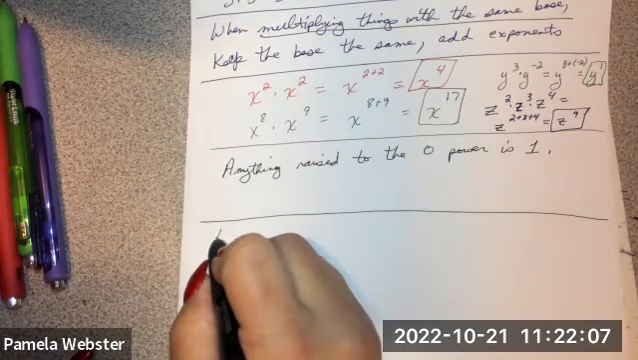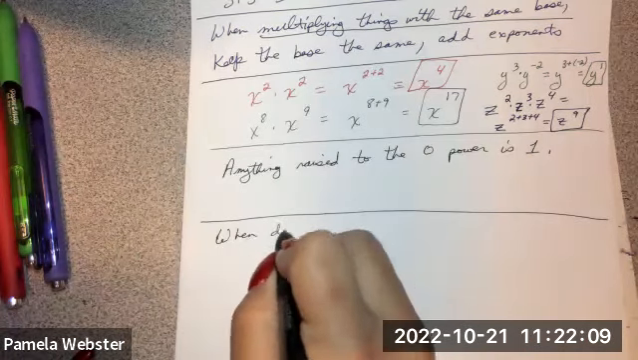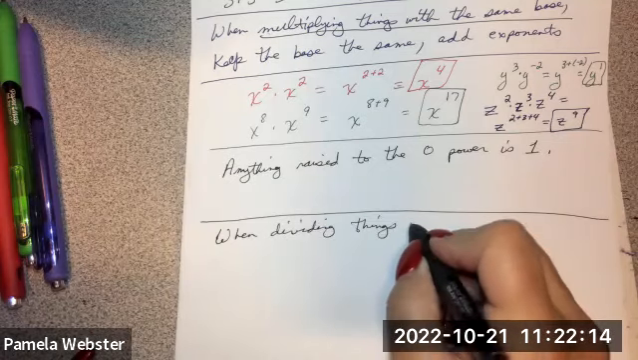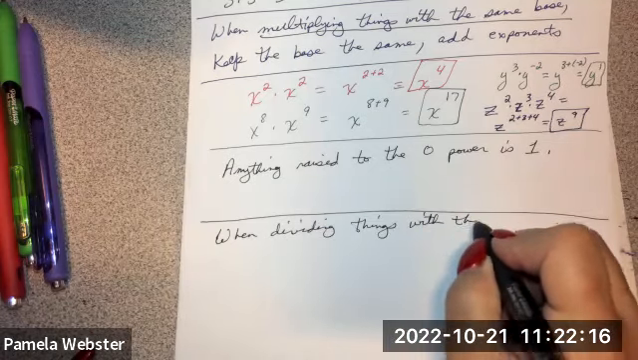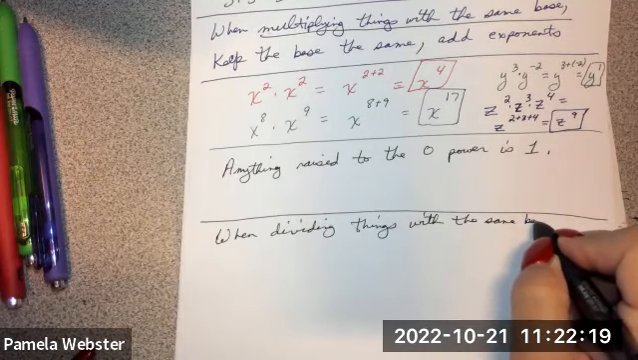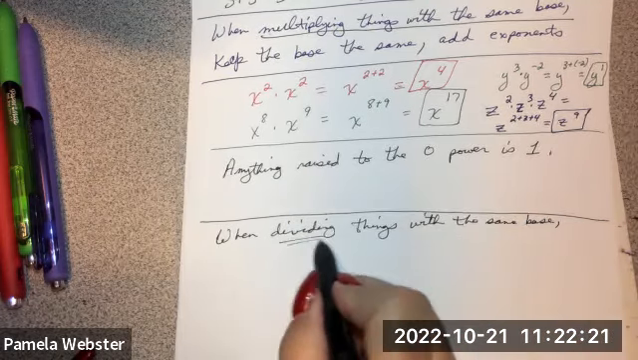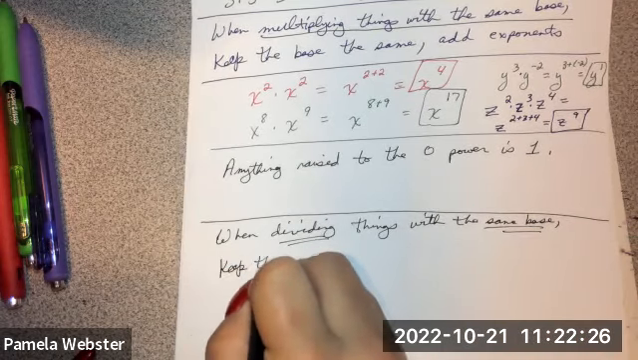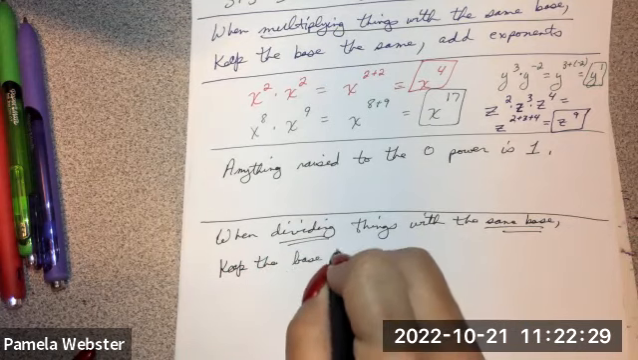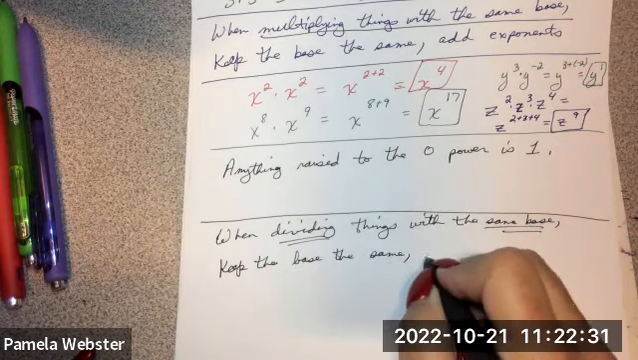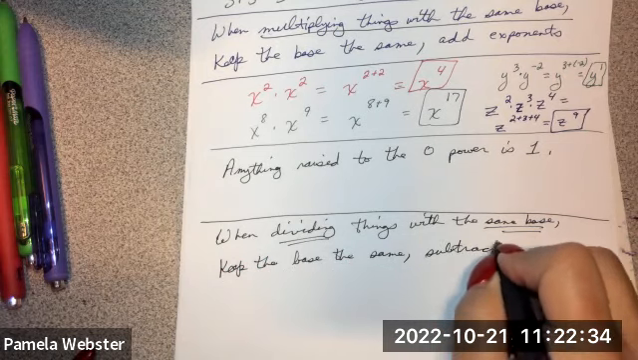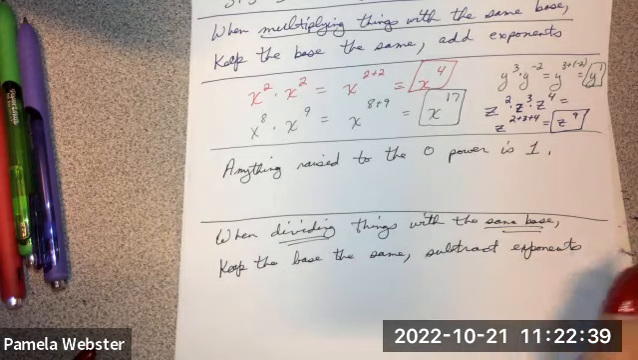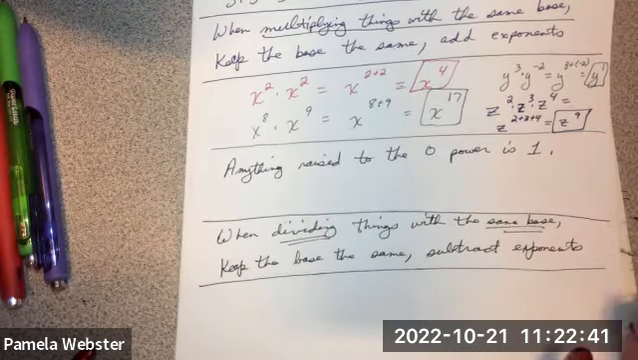So the next one is when dividing. When dividing things with the same base, so that's the trick. They need to have the same base, dividing same base. Keep the base the same and subtract your exponents. Okay, that's that guy.